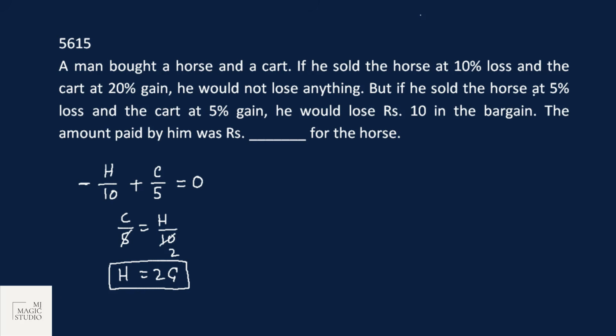But if he sold the horse at 5% loss, 5% is h by 20, and the cart has 5% gain, c by 20, he would lose rupees 10 in the bargain. That means this is equals to minus 10.